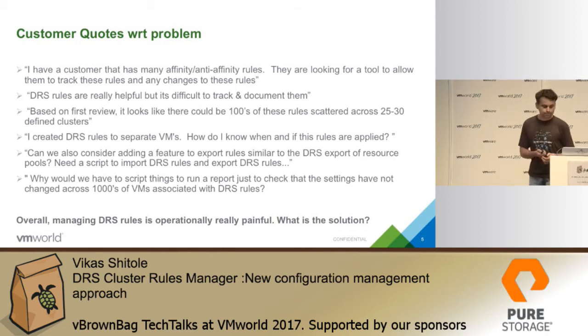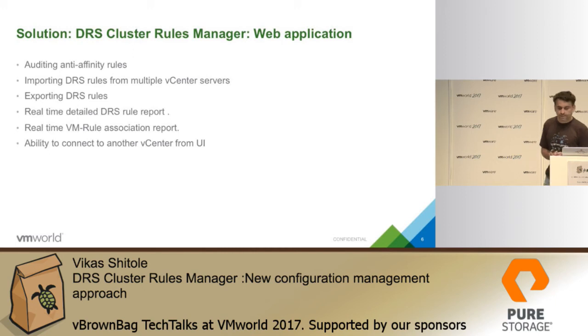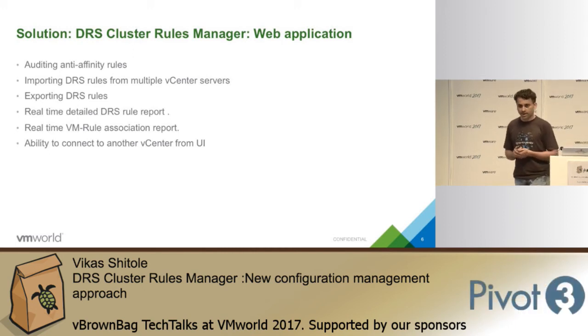So what is the solution? The solution was DRS Cluster Rules Manager, which is a web application. So what features does it offer? The first feature it offers is auditing anti-affinity rules.